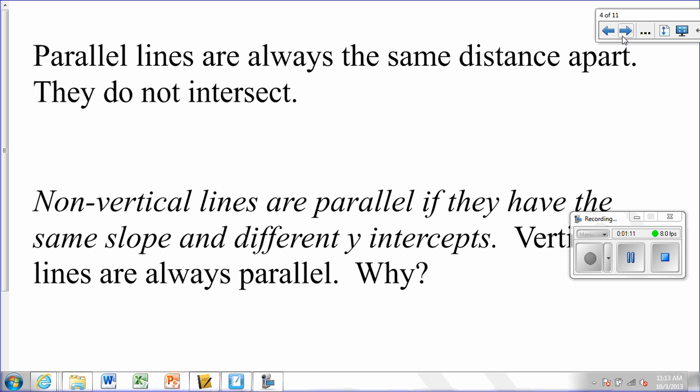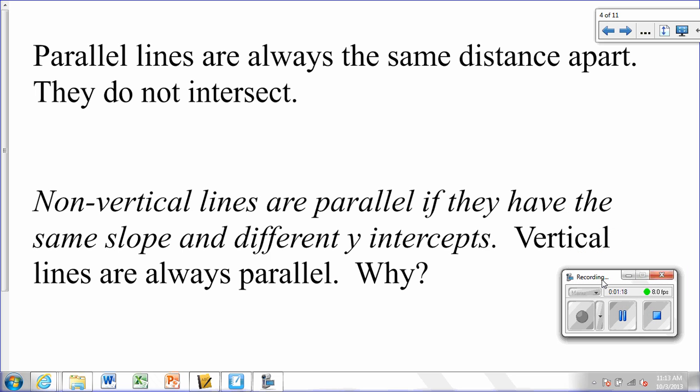Parallel lines are always the same distance apart. They do not intersect. Non-vertical lines are parallel if they have the same slope and different y-intercepts. Vertical lines are always parallel. Can anyone guess why? The reason vertical lines are parallel is because they always have the same slope.